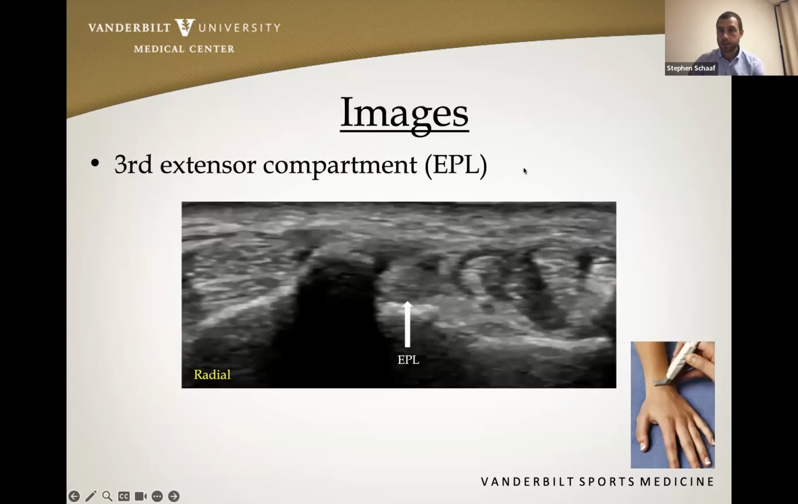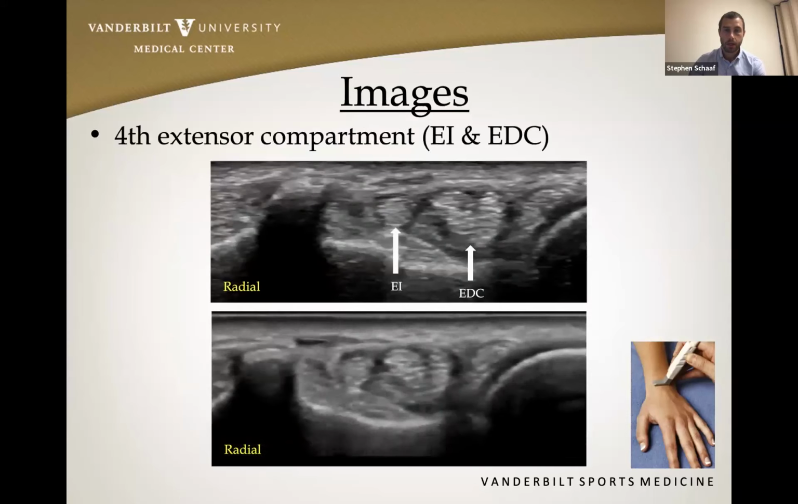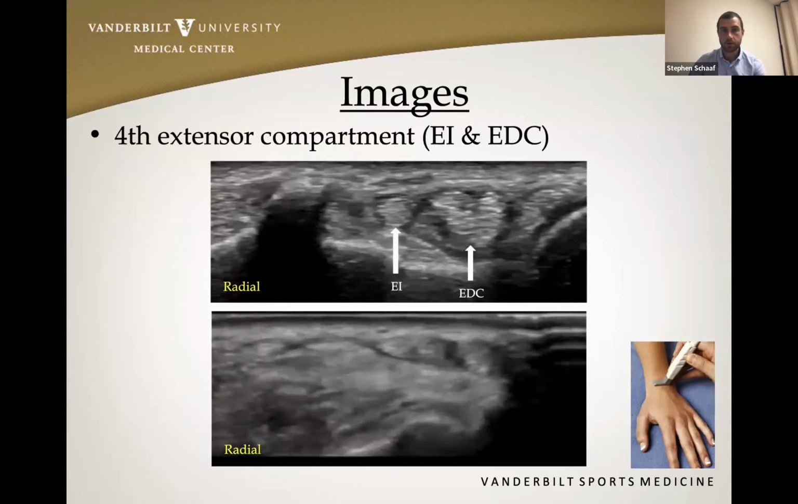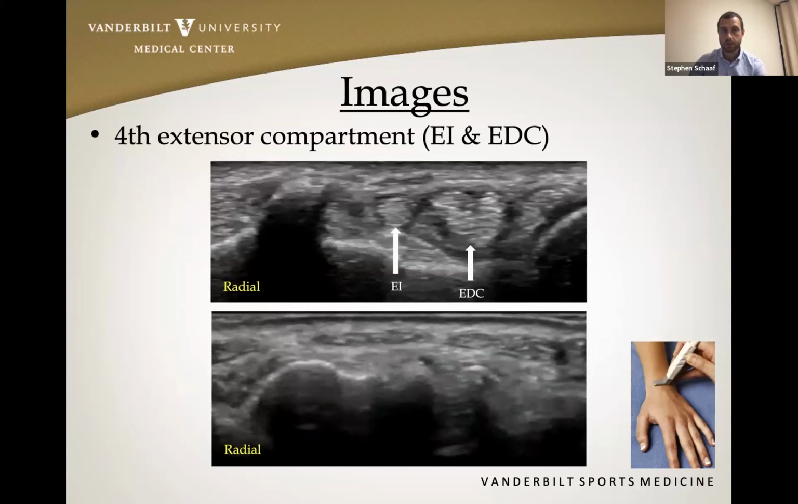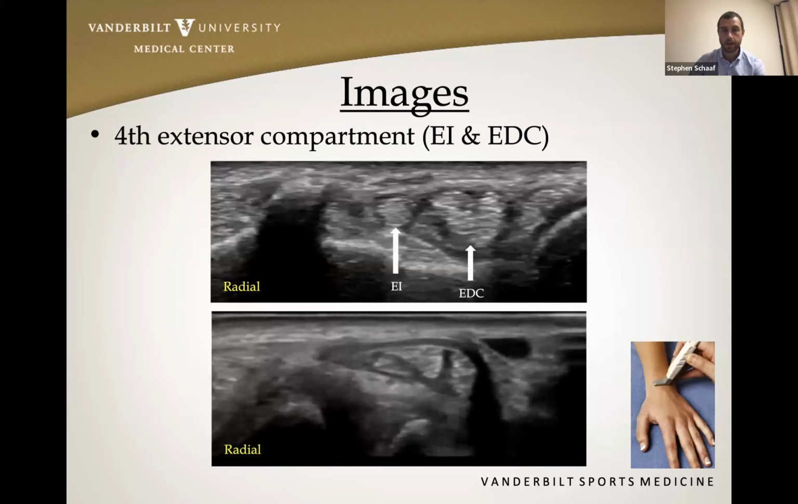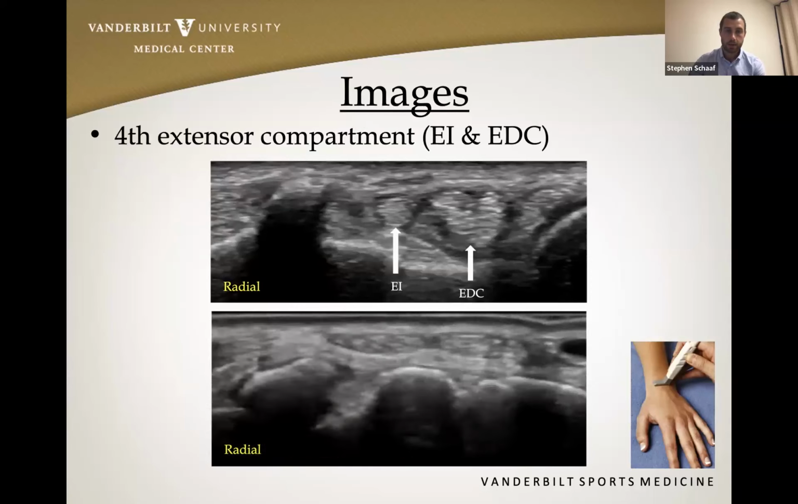All right, and now once again going specifically into the third extensor compartment and the EPL. Once again, not seeing any abnormalities at this location, and we had scanned that distally as well for any type of intersection. Next, we'll slide over more ulnarly, and we're going to the fourth extensor compartment for the EI and EDC at this location.